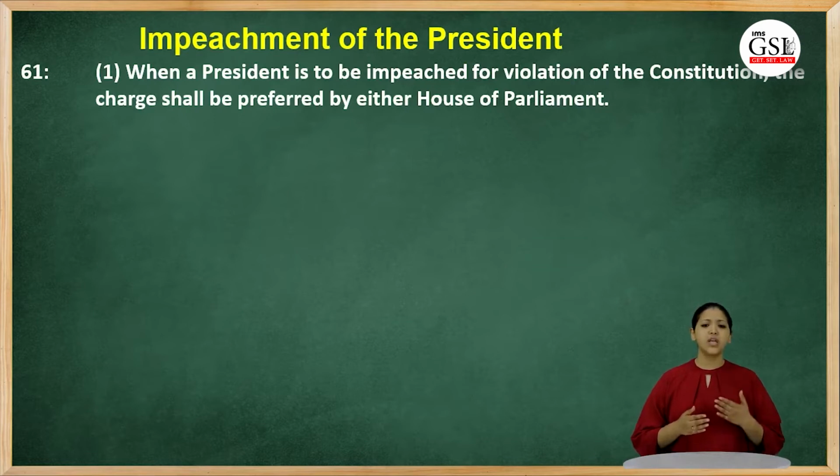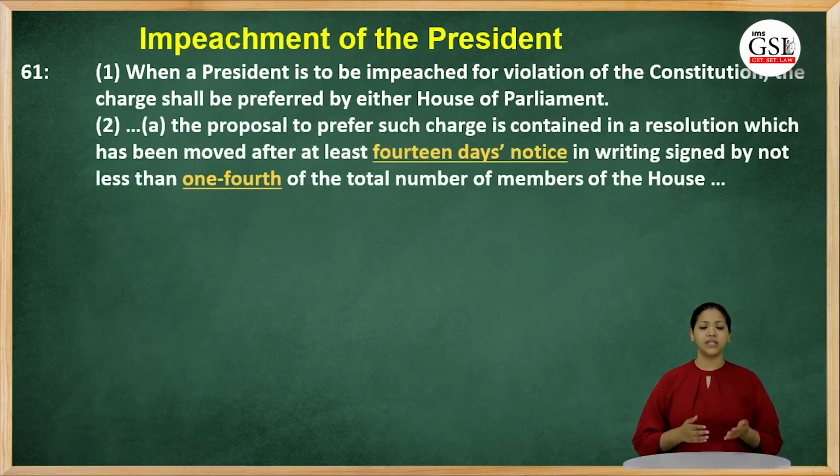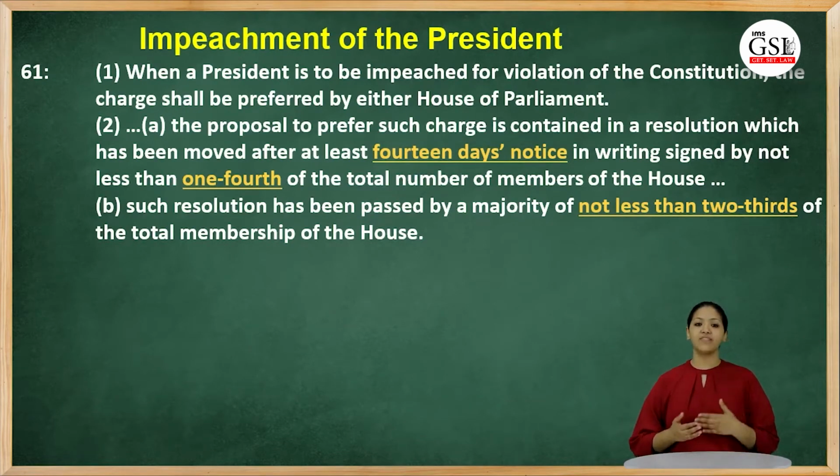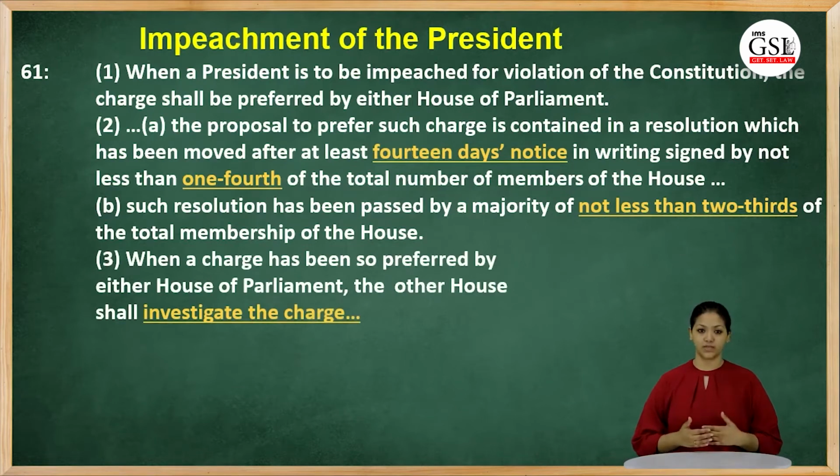In order to impeach the President, either House of the Parliament must move a resolution after 14 days of notice in writing. The notice should be signed by at least 1/4 of the total number of the members of the House. The resolution should be passed by a 2/3 majority of the total membership of the House. Once the resolution is passed, the same is preferred to the other House of the Parliament, which shall investigate the cause of such impeachment. The President has the right to appear and defend himself in such investigation.